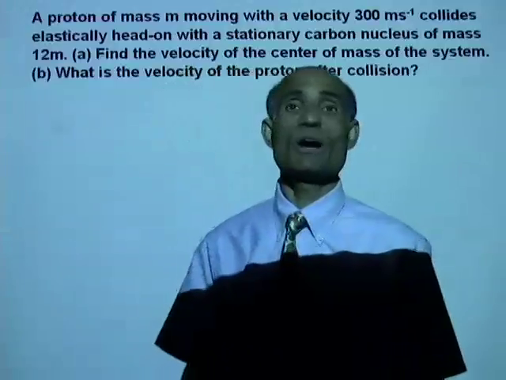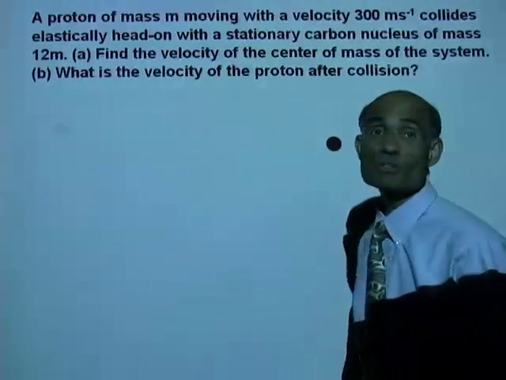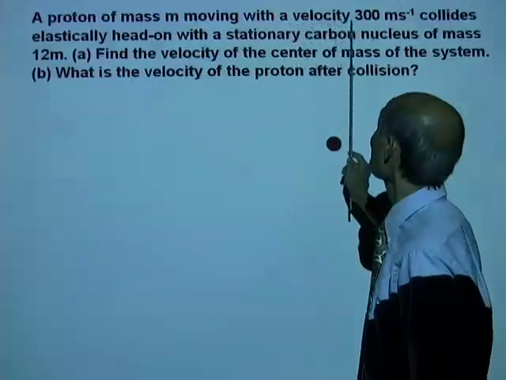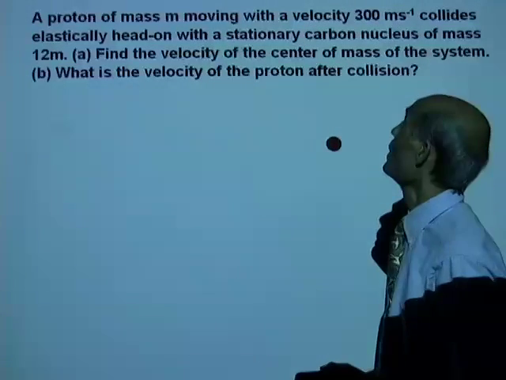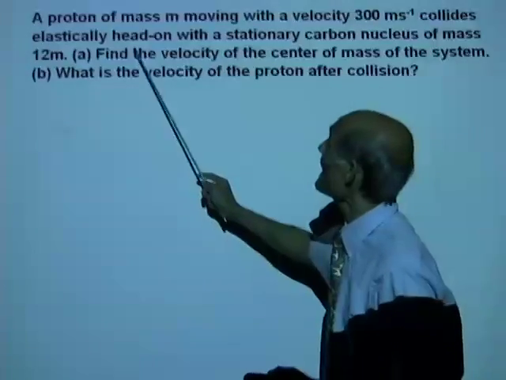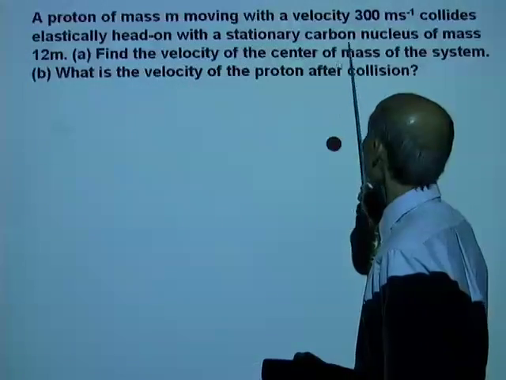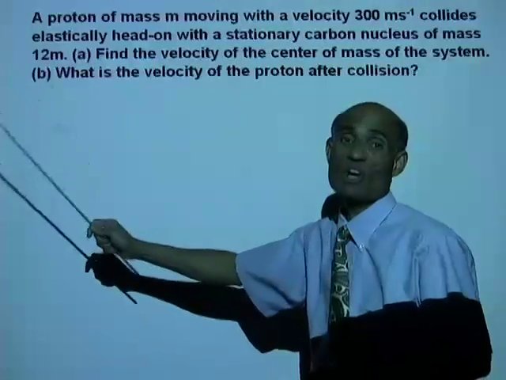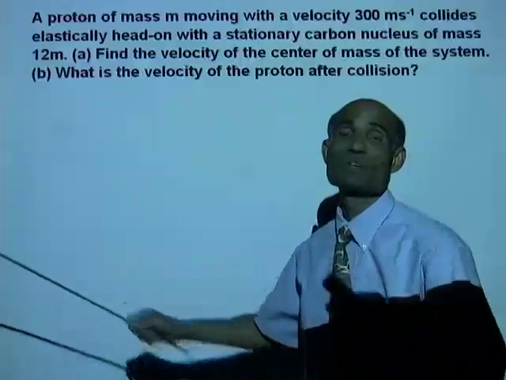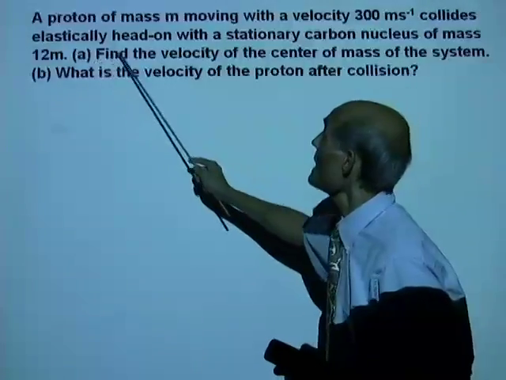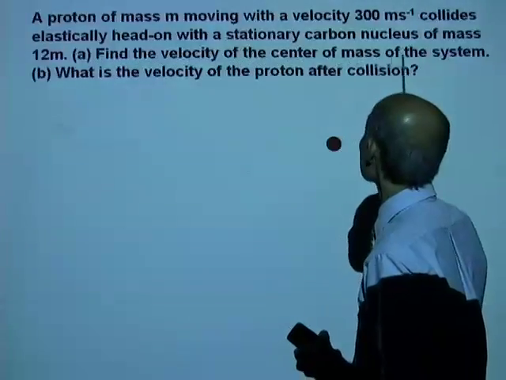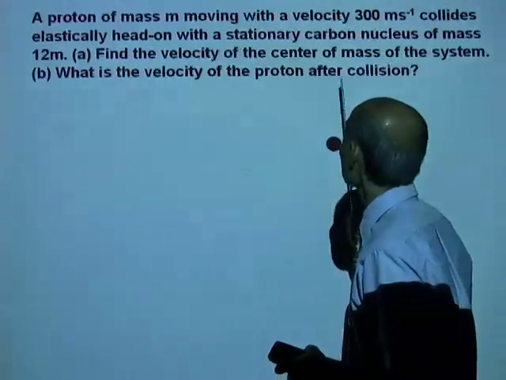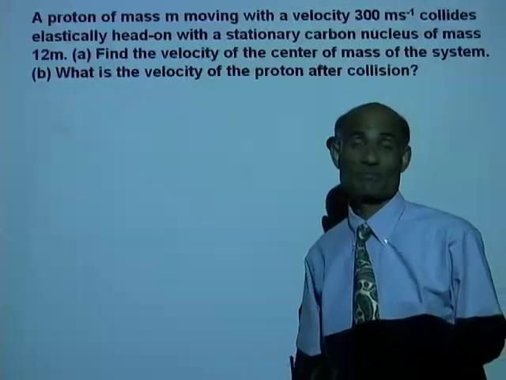Alright, let's go and do another problem. A proton of mass m moving with a velocity of 300 meters per second collides elastically head-on with a stationary carbon nucleus of mass 12 m. You know that the carbon nucleus is 12 times the mass of a proton. A. Find the velocity of the center of mass of the system. B. What is the velocity of the proton after collision?